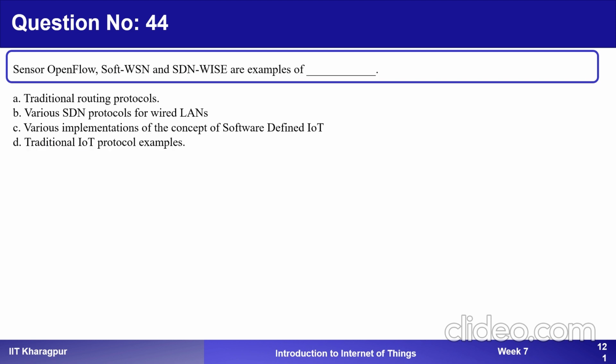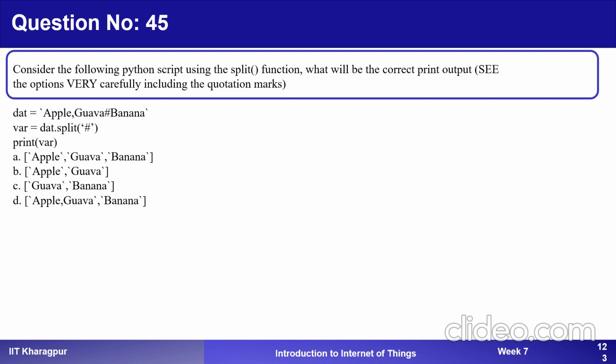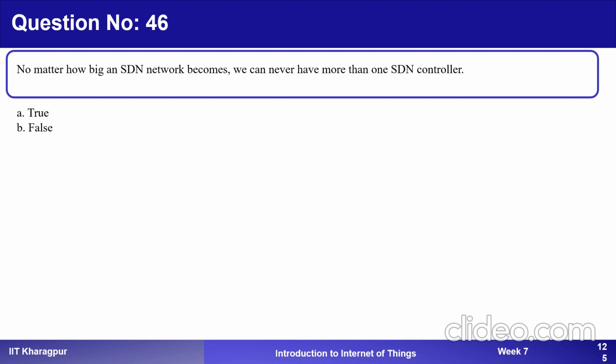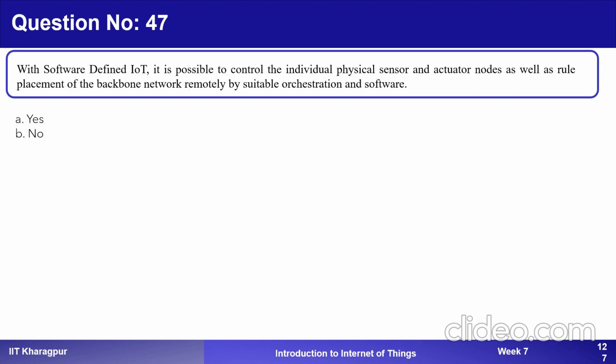Next question is, sensor open flow soft WSN. This is a repeated question, so skipping this question. And this is also repeated. I guess all these are repeated.